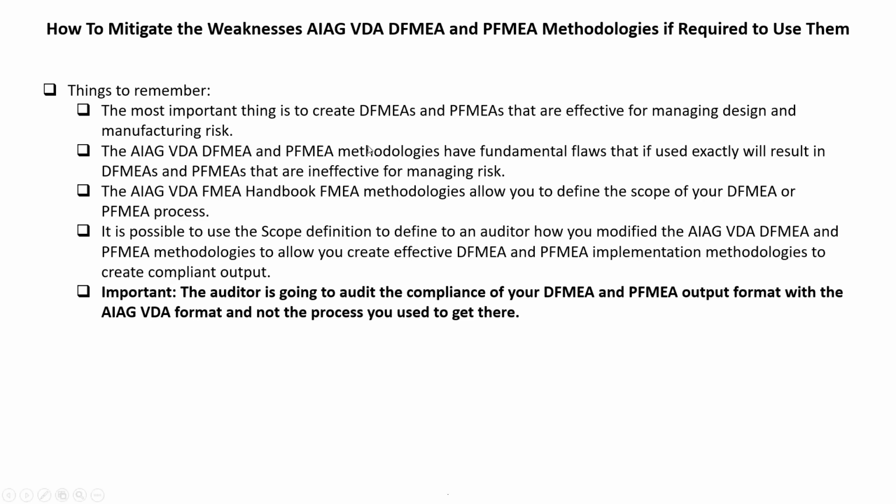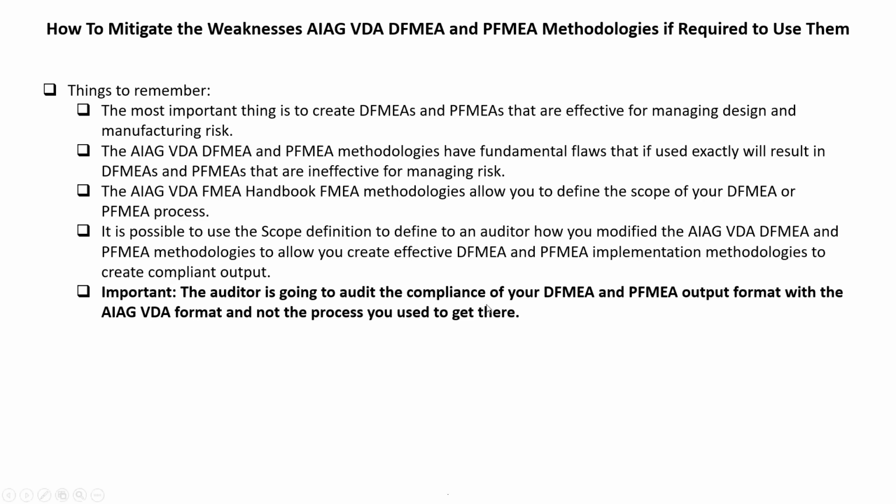There are some things you've got to remember. The most important thing is you need to create design FMEAs and PFMEAs that are effective for managing your design and manufacturing risk. You do FMEAs because you want better design and better manufacturing processes. You don't do FMEAs to meet a manual requirement. You have to understand the AIAG-VDA FMEA manuals have fundamental flaws, and if you use these methods exactly as the manual tells you, you are going to create FMEAs that are ineffective for managing risk.